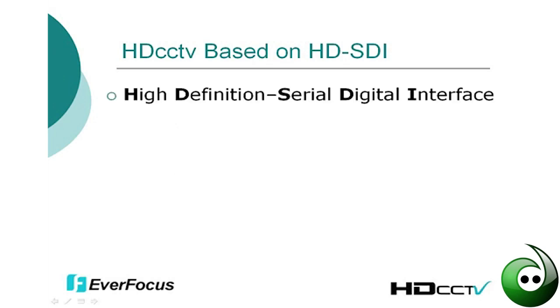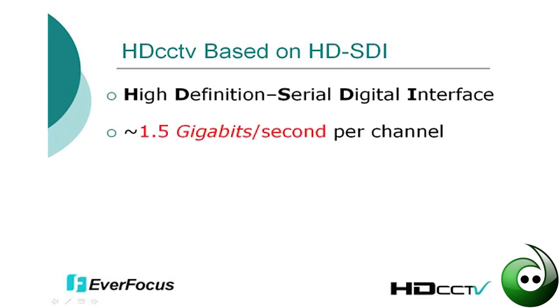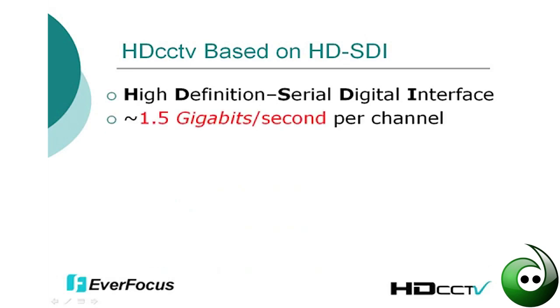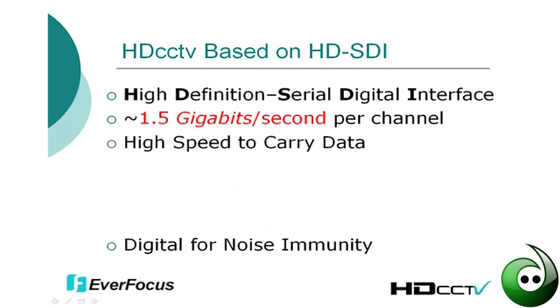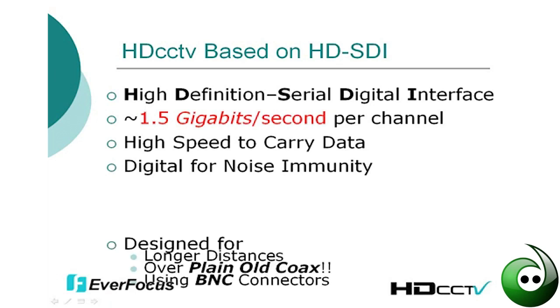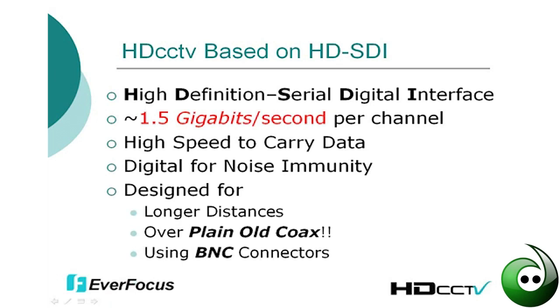HD-CCTV is based on the high-definition serial digital interface, HD-SDI. It transmits 1.5 gigabits per second per channel. That's correct. More bandwidth than your typical fast Ethernet connection on each channel going back to the DVR. It's high speed to carry the data, digital for noise immunity, and it's designed for longer distances over plain old coax using BNC connectors.